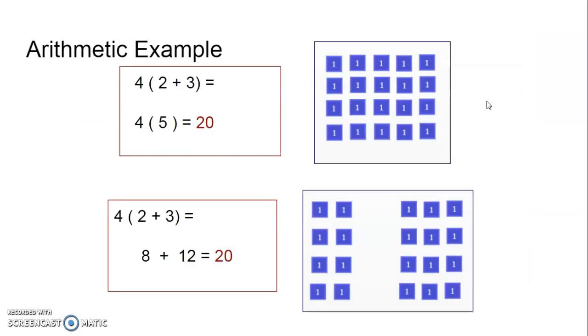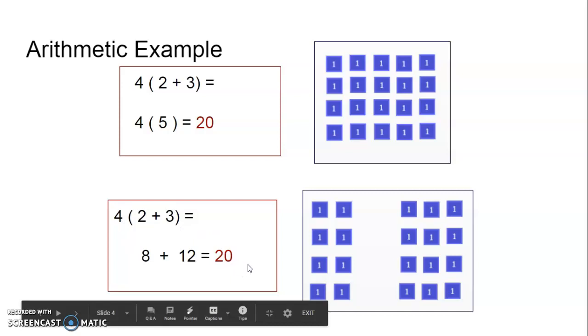All right, let's look at an arithmetic example of this, so you can see that this works no matter what. If I had this in arithmetic, 4 times 2 plus 3, I would take care of what's in the parentheses first. So 2 plus 3 is 5, and then I'd do 4 times 5, which is 20. Right, so right here, 4 groups of 5. But you can also multiply each thing separately. You could also do 4 times 2 first, and then 4 times 3, and then add it together. That would give you 20.